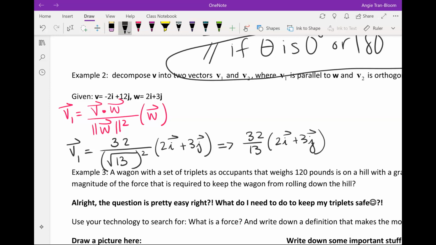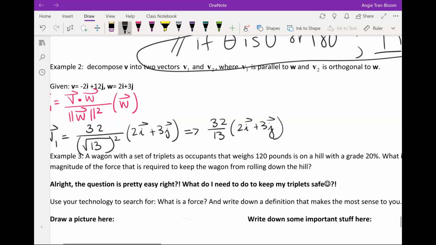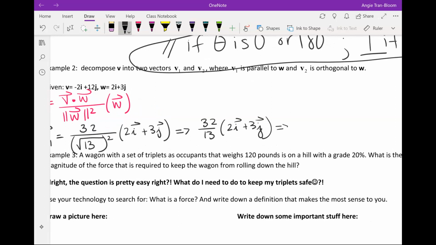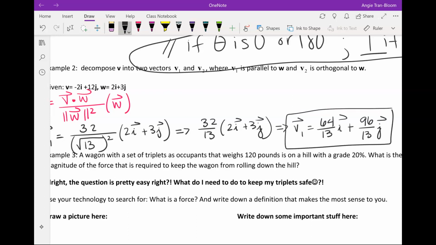Let's distribute the 32 over 13 to give us v1. So v1, final answer: 32 times 2 is 64, 64 divided by 13, leave it as exact, plus 32 times 3, 96, 96 over 13 j. Perfect. That's v1. You should always simplify when you can. It said take your original v, decompose it, make it two vectors. We got v1. How do we get v2?